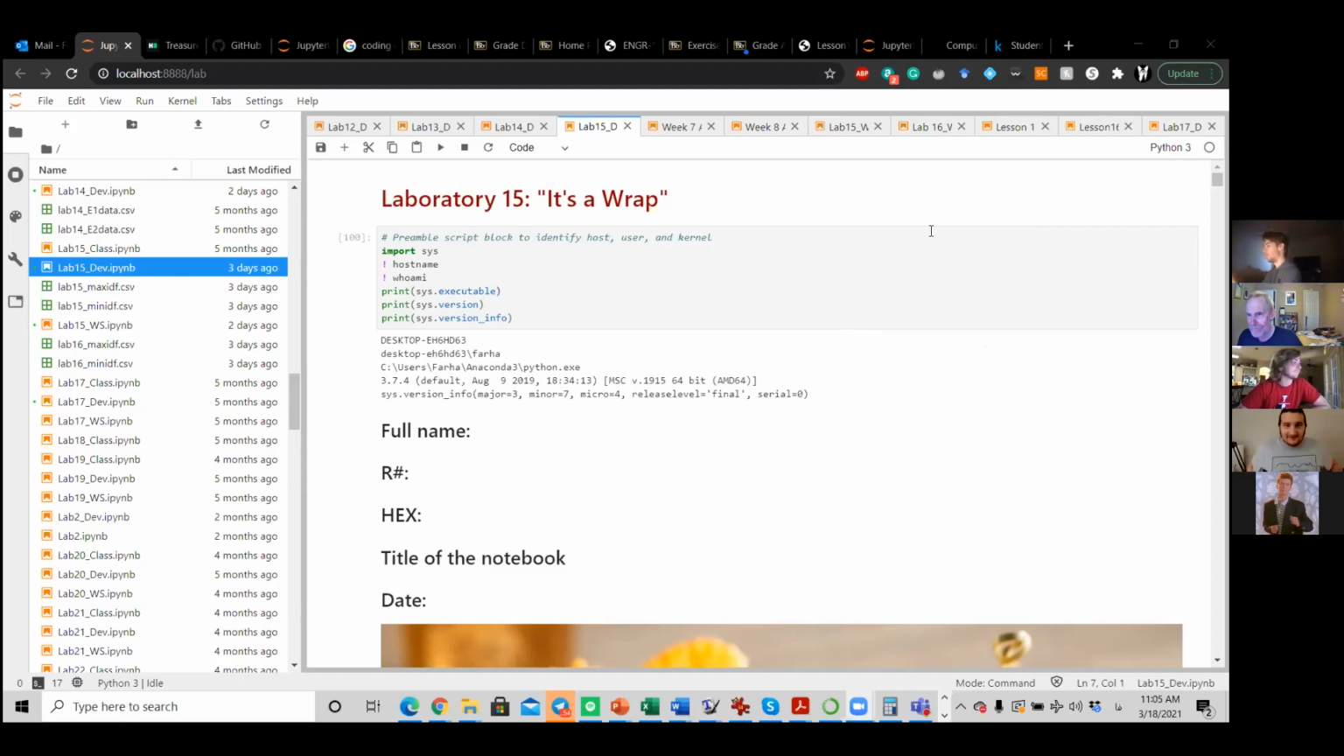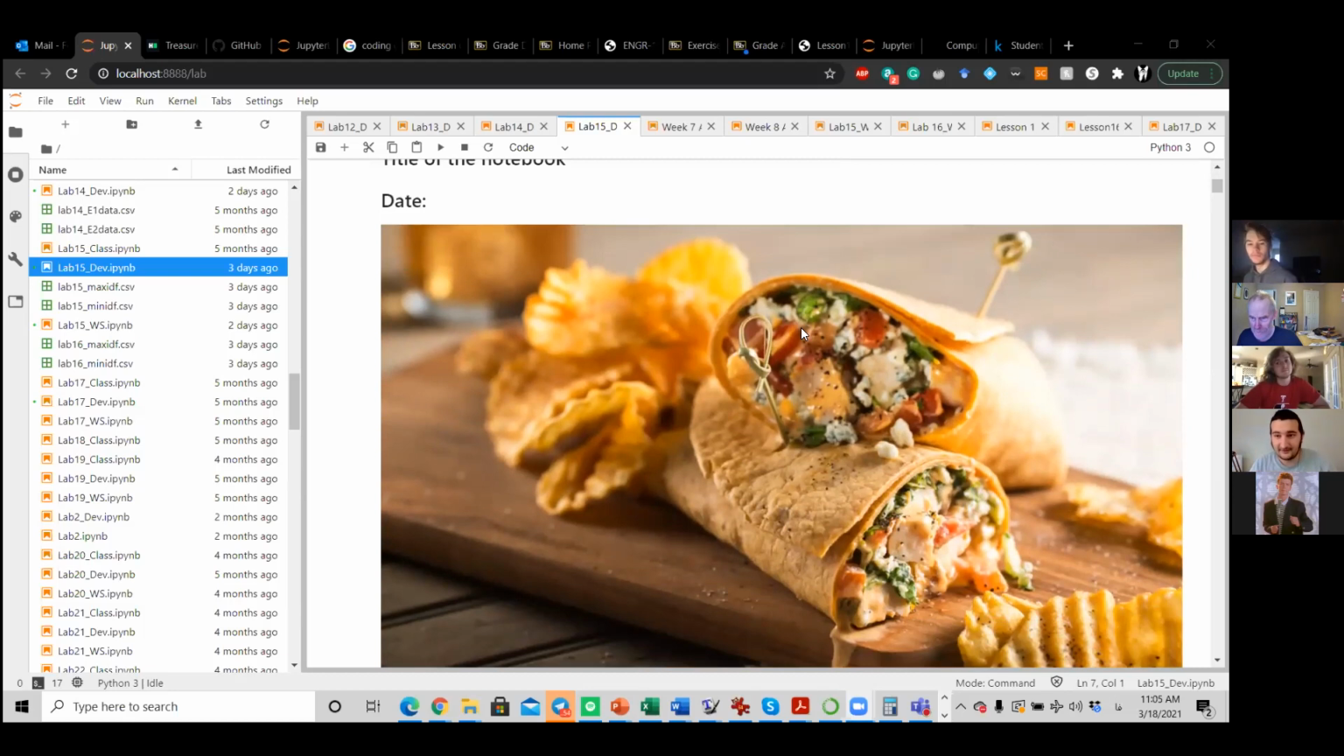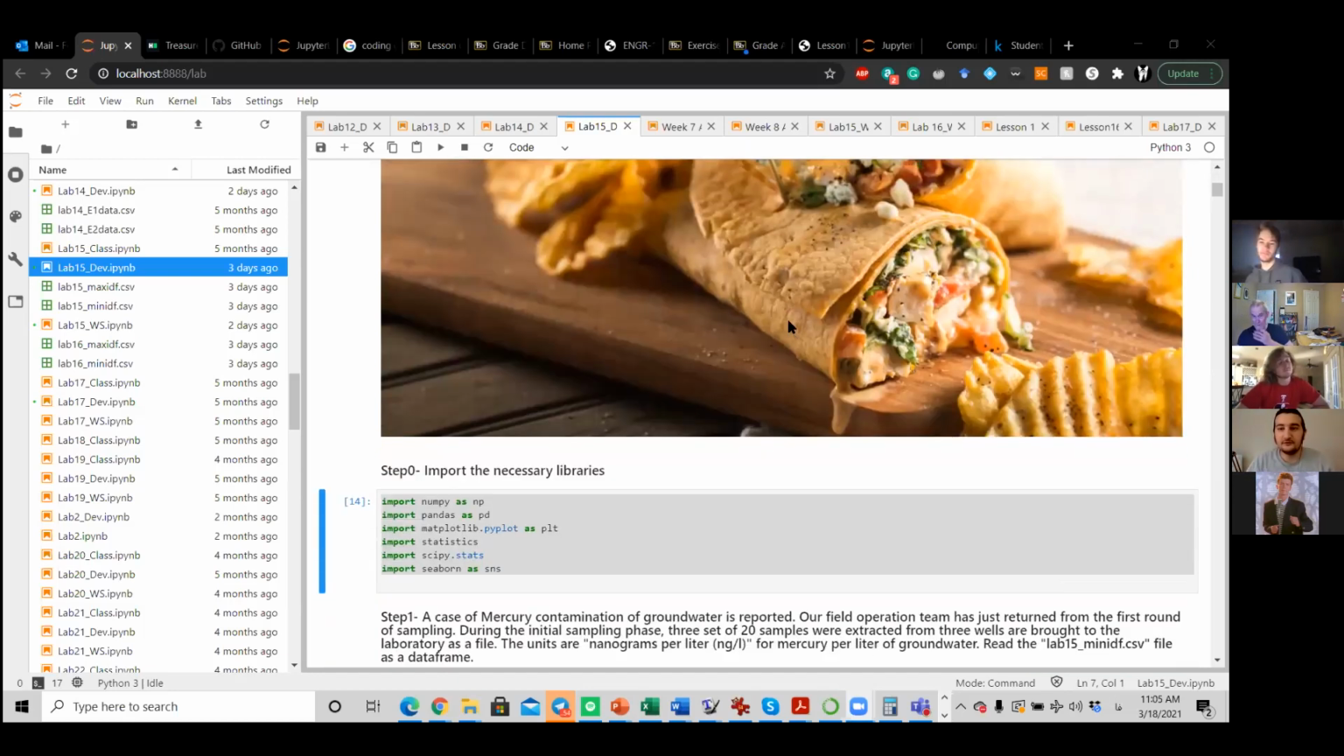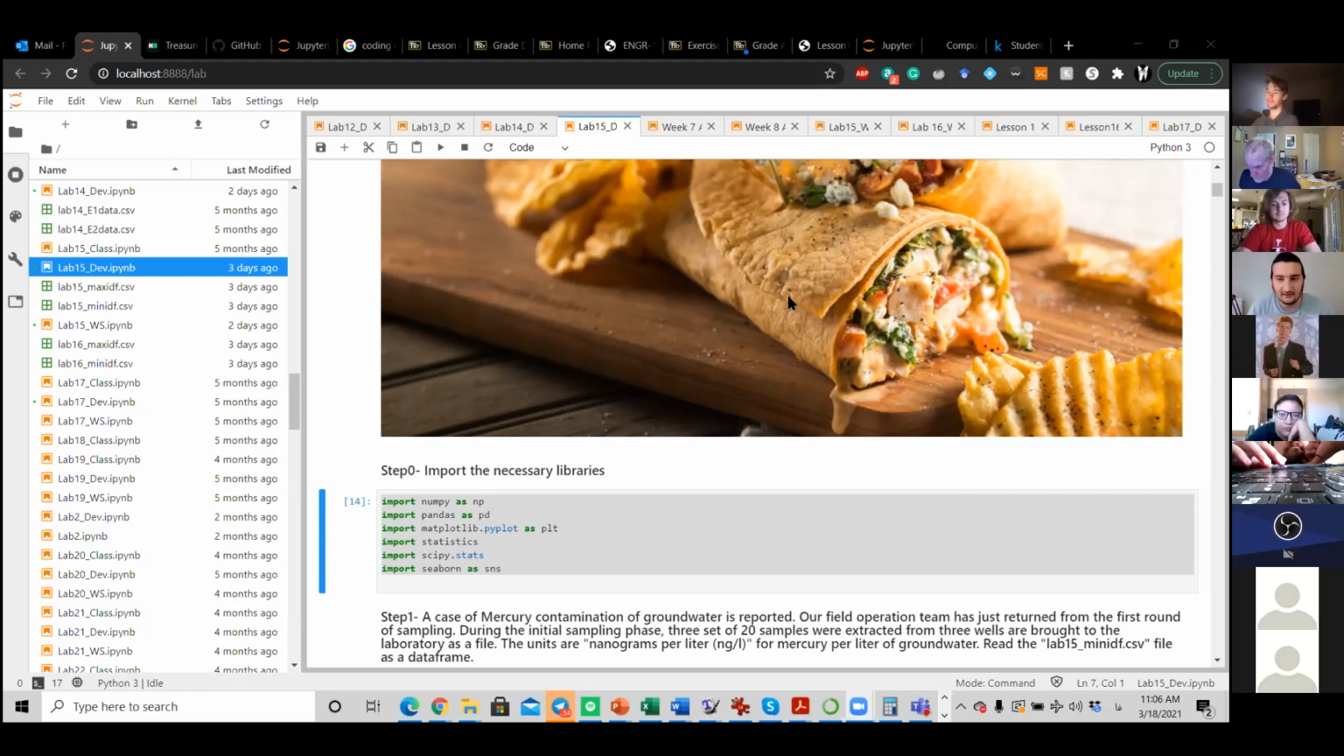Okay. So, lab 15, it's a wrap. Unfortunately for you, it's not a wrap like this. But we are going to work on a real world example and apply a lot of the things that we have worked on and talked about over the past, I would say, 2 weeks on this data set, and see if you have a question or if you are completely comfortable with the content. Before I begin, do you have any questions about what we talked about on Tuesday or last week?